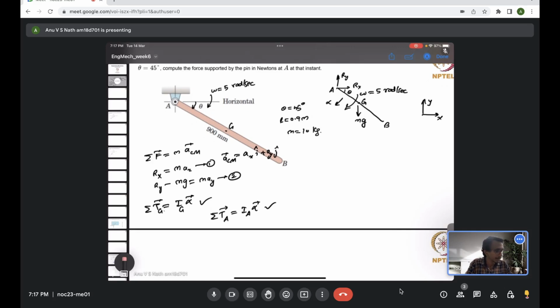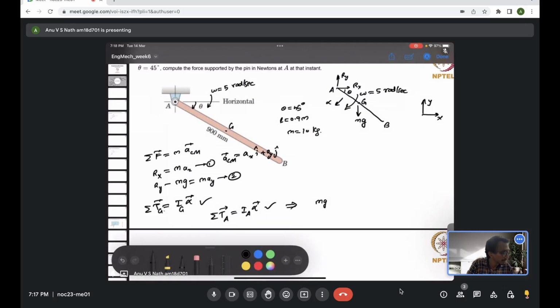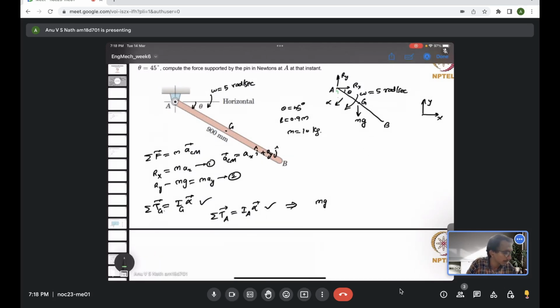So if you see here, I have chosen the alpha value to be in the clockwise direction. So I will just take the clockwise direction moment as positive. As a result, in this equation, if I consider the moment about point A, the Rx and Ry will not contribute to the moment because they are passing through A. Only the remaining force, which is mg, is going to contribute to the moment. So it is mg times the moment arm, and you can see the moment arm is this distance.